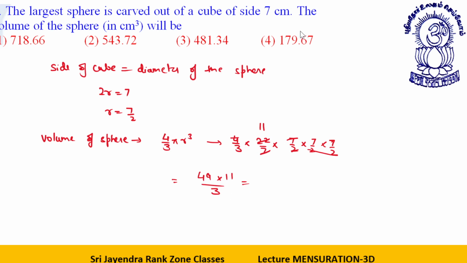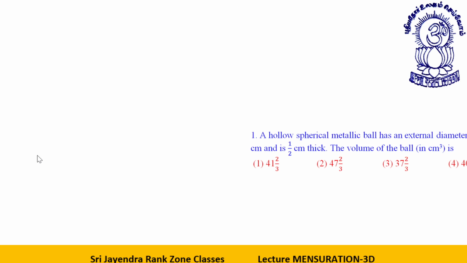See, options are very far apart, so this is your answer if you can do it like this. 49 into 11 will be, first of all, 9. 9 plus 4, 13, 1 carry 5. 539 by 3 is 179.67. This is your answer, dear students. Let's take the next one.